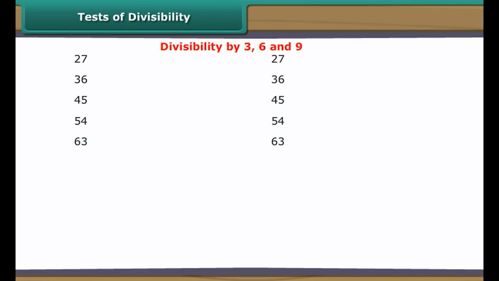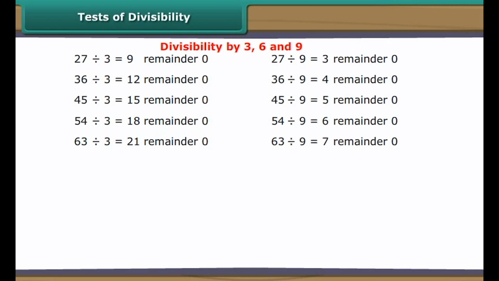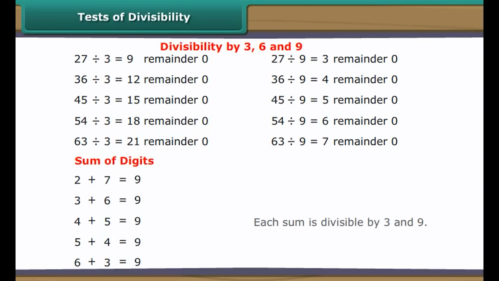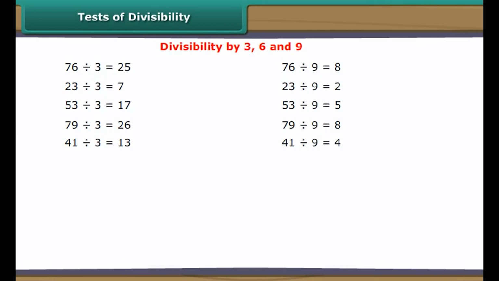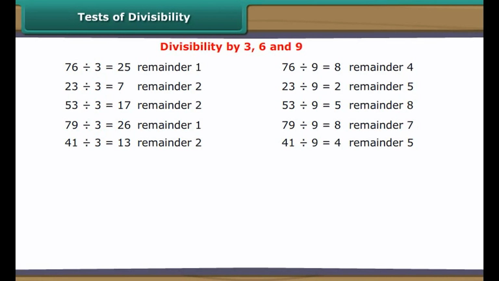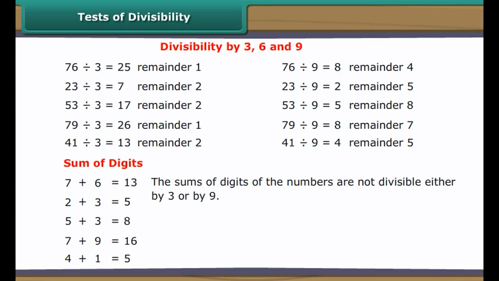Consider some numbers: 27, 36, 45, 54, 63. Let us divide them by 3 and 9. 3 and 9 divide them all exactly, leaving no remainder. Now let us sum up the digits of each number. What do you find? Each sum is divisible by 3 and 9. Consider some more numbers: 76, 23, 53, 79, 41. Let us divide them by 3 and 9. 3 and 9 do not divide them exactly. Sum up the digits of each number. What do you find? The sums are not divisible by 3 and 9.